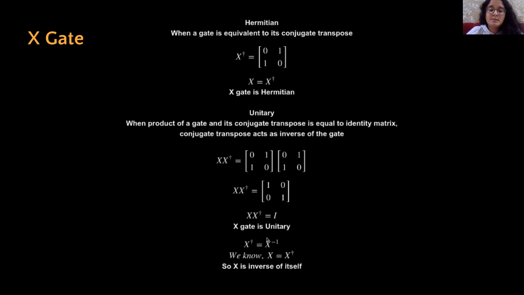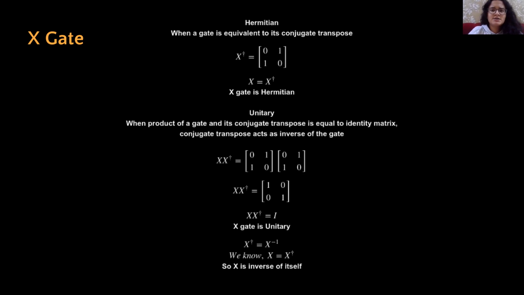And we have already implied, because the X gate is Hermitian, that X dagger is the same as X. So essentially X is the inverse of itself, which means that if we apply X twice in a row, nothing changes. If we apply X on ket 0, we get ket 1. And if we apply X gate again on it, we get ket 0 back. So if X is applied twice, nothing happens to the qubit state that we had.